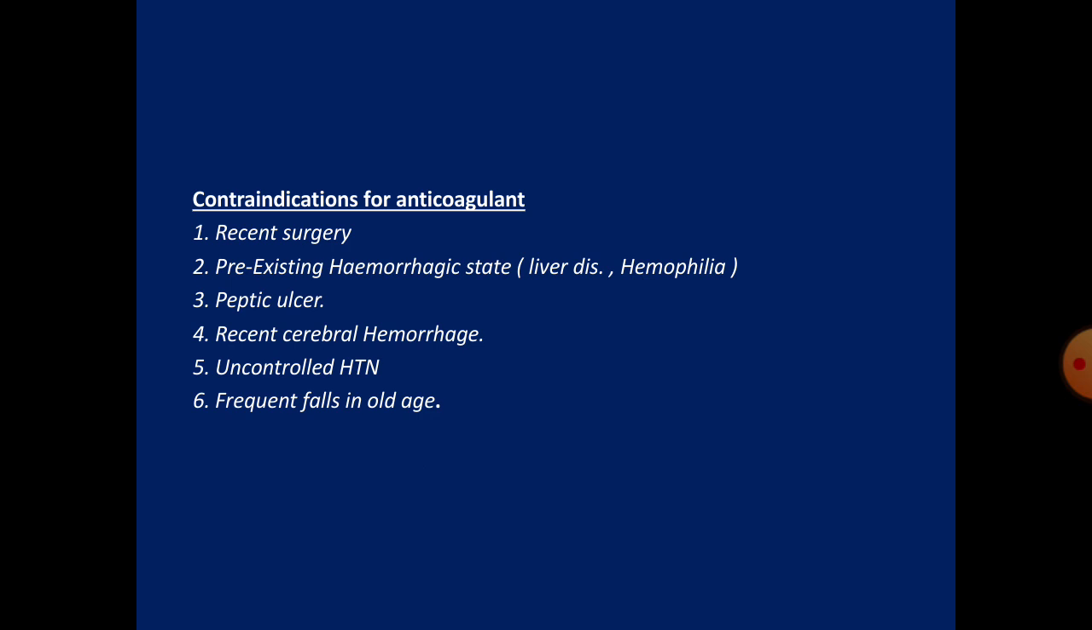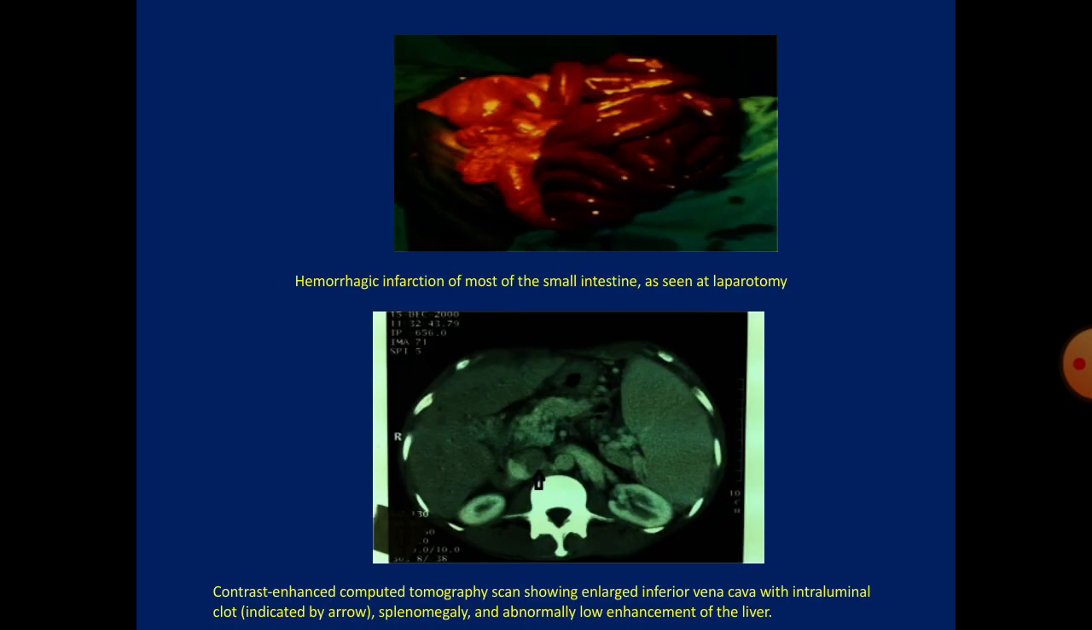Those patients who have a bleeding peptic ulcer, recent cerebral hemorrhage, uncontrolled hypertension, and those who are of old age, who are suspected to be exposed to frequent trauma. So be careful using anticoagulants in these patients.